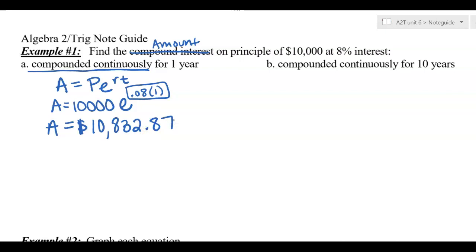Okay. So that would be pretty nice. If you found an account that compounded continuously with this nice interest rate of 8%, you put $10,000 in there, you don't touch it for a year, and all of a sudden you have $10,832. Okay.